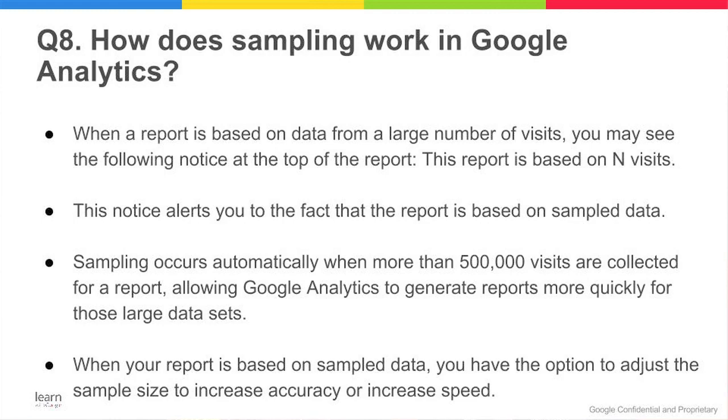Sampling happens automatically when more than 500,000 visits are collected in a report. But you have the option in Google Analytics to adjust your sample size. You can make it bigger or smaller. When you increase your sample size, the processing time increases, and when you make it smaller, it decreases. But sampling is widely used in the statistical industry. Okay, so that gives us a good understanding about what sampling is and how it works. Again, for readers and viewers watching, there is a lot more additional information around sampling in the Help Center, so by all means go and check it out.